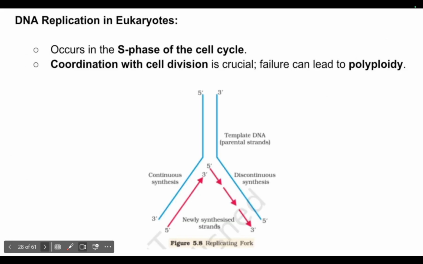There is a coordination between DNA replication and cell division. As you can recall, during cell division, the nuclear division is always coupled with the DNA replication. Replication takes place in S phase, and then the karyokinesis takes place. In mitosis, one replication, one karyokinesis. In case of meiosis, one replication and two karyokinesis. Failure of cell division after DNA replication can lead to polyploidy.